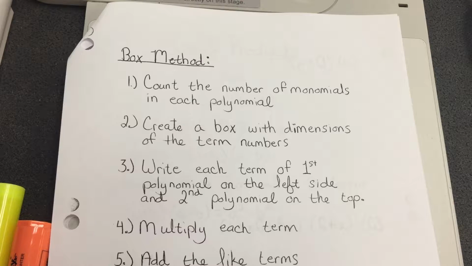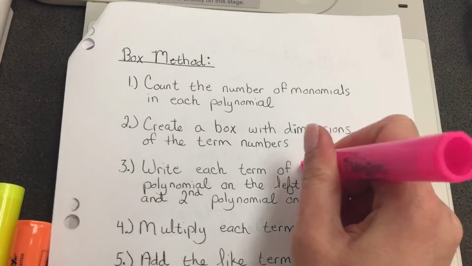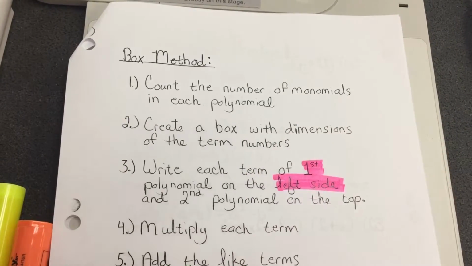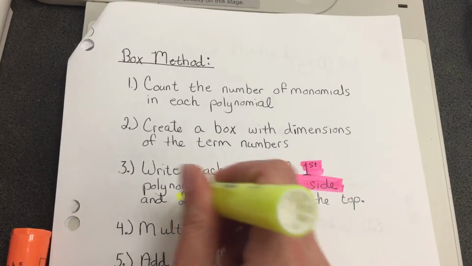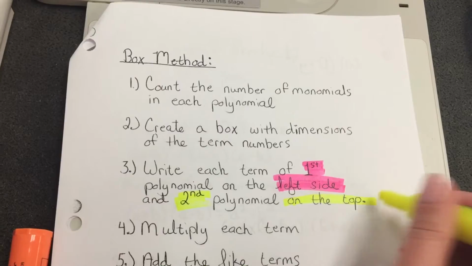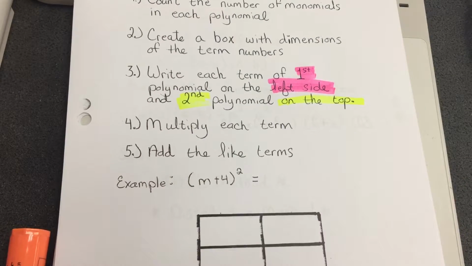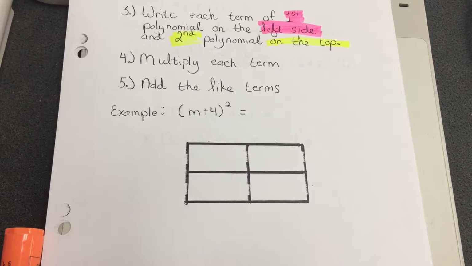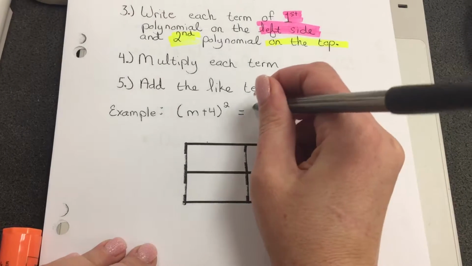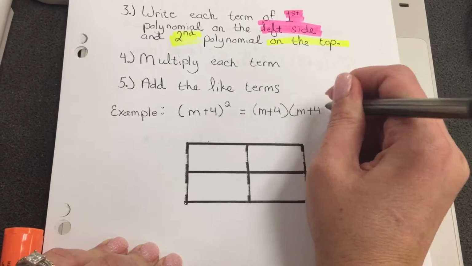Write each term of the first polynomial on the left side. Now that's very important: you always write the first polynomial on the left side and the second polynomial on the top. Then you want to multiply each term and add like terms. So for example, if we have m plus 4 squared, we actually have m plus 4 times m plus 4.